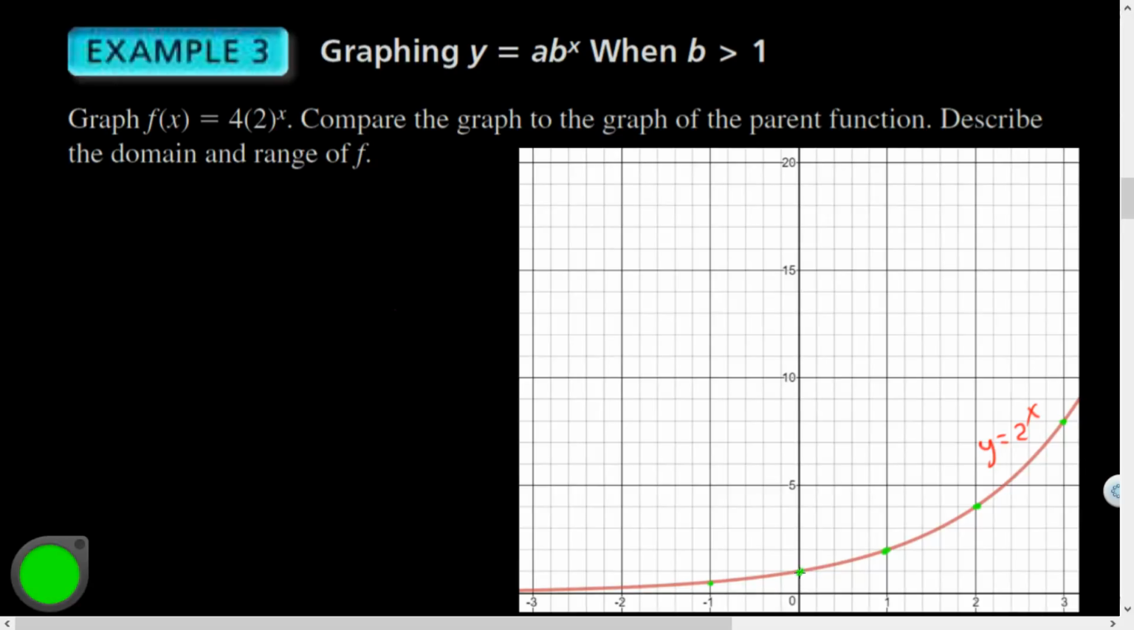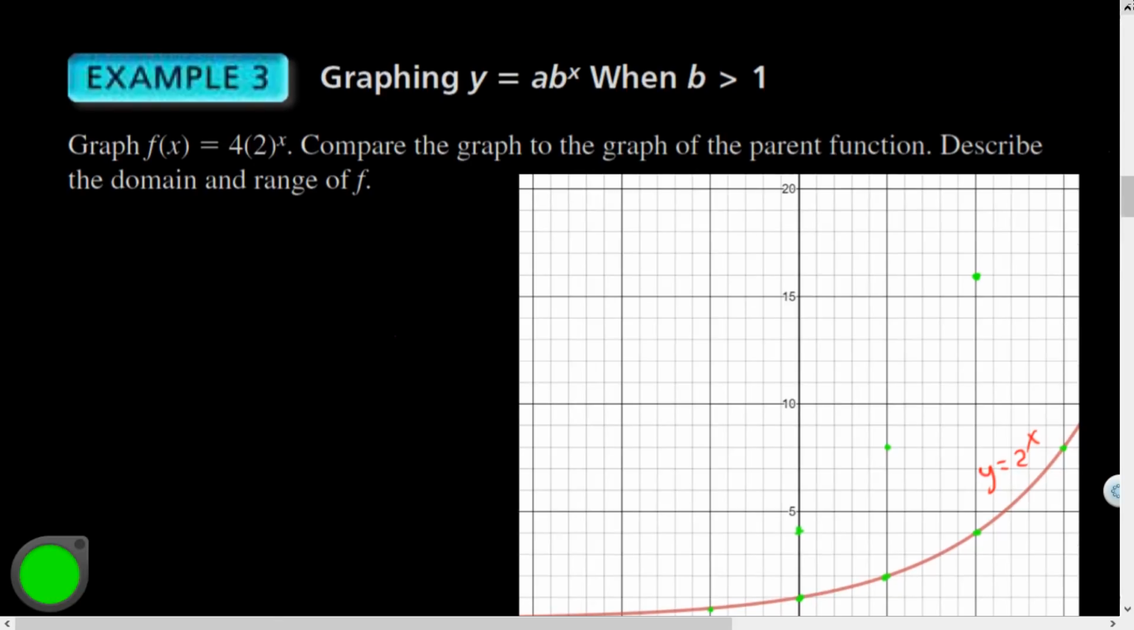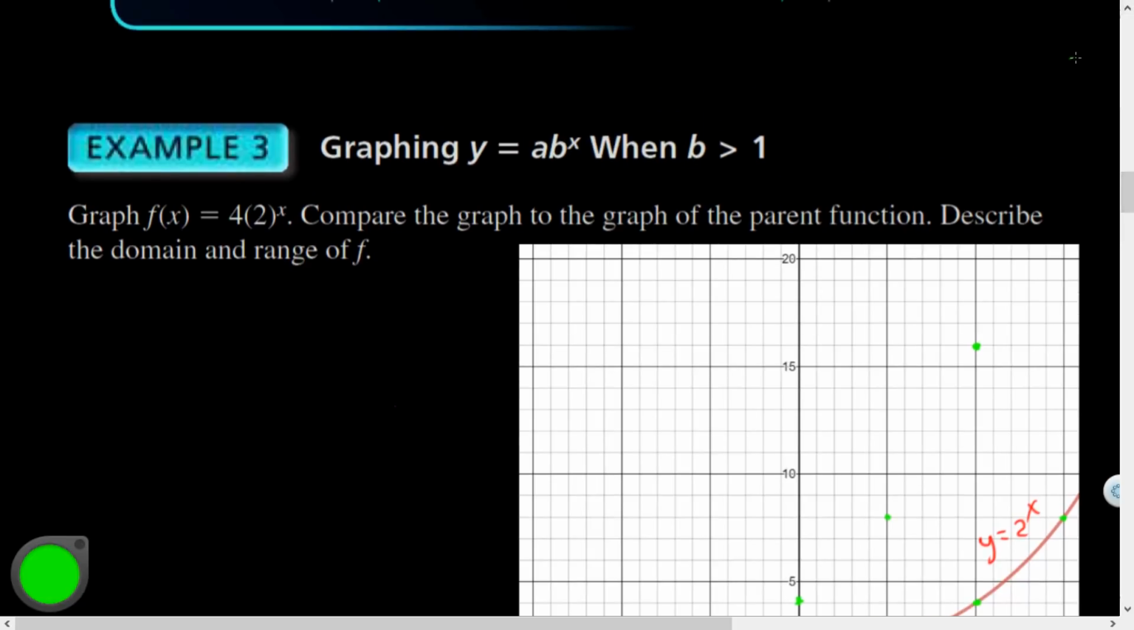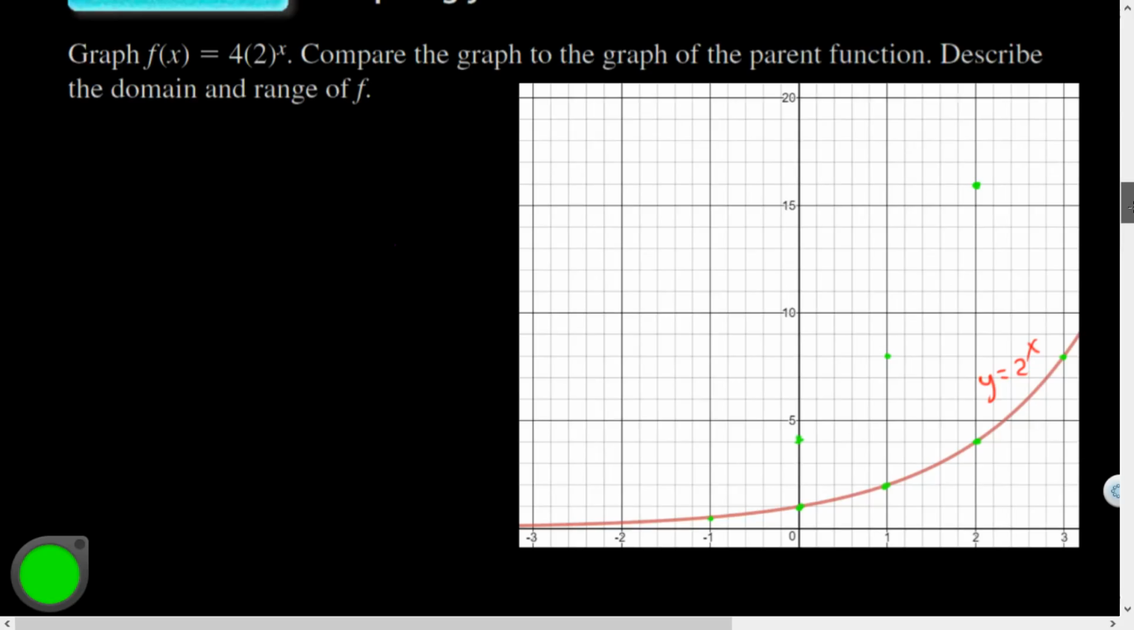So what is 1 times 4? 4. What is 2 times 4? 8. So plot that point up there. What is 4 times 4? Very good. 16. And then here, 8 times 4 is 32, but that's way off my graph. I can't fit it. I'd have to scroll up to get it. It's like there or something.